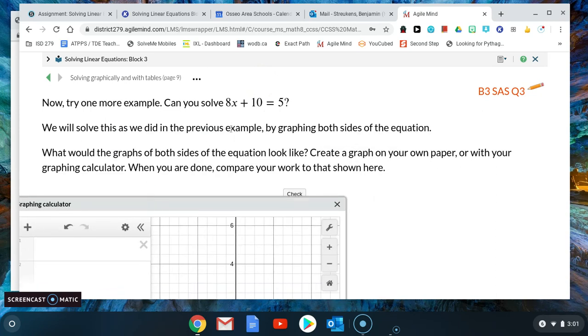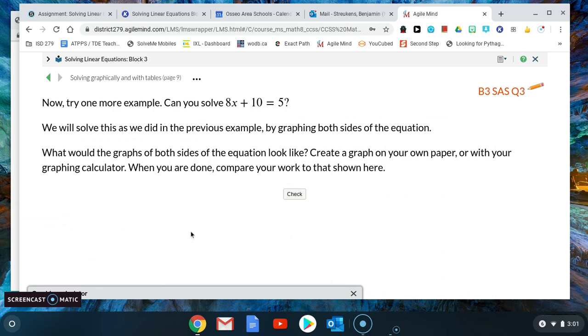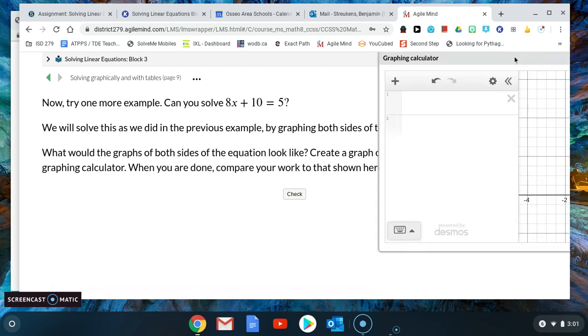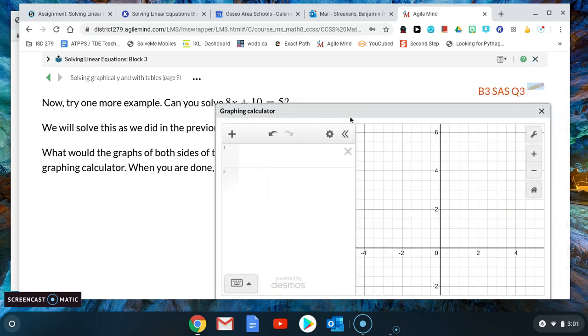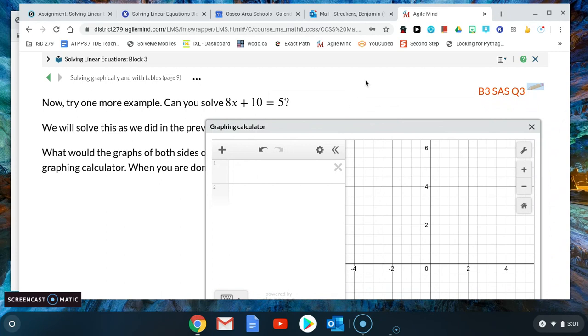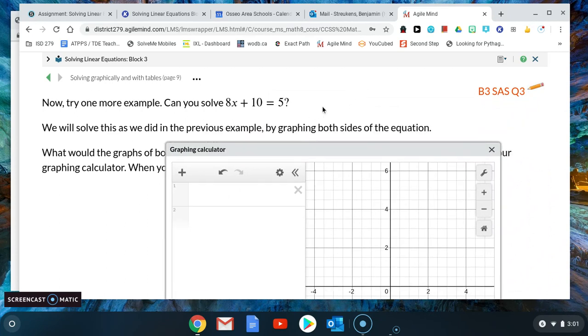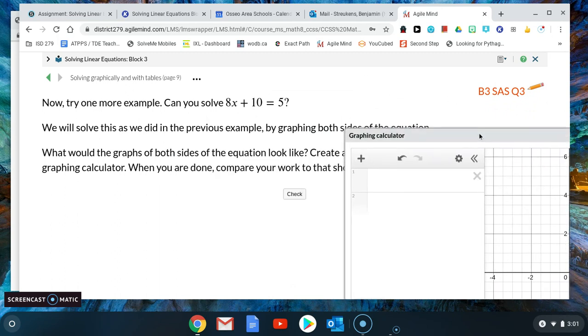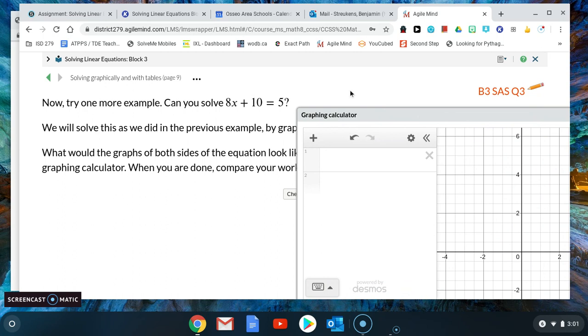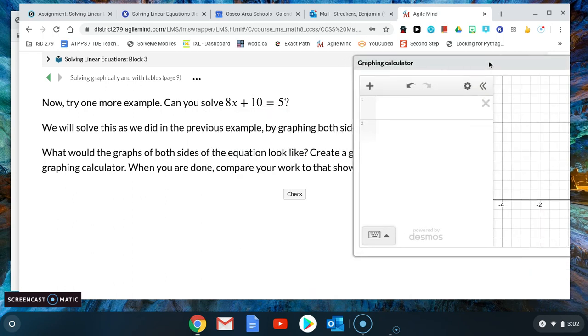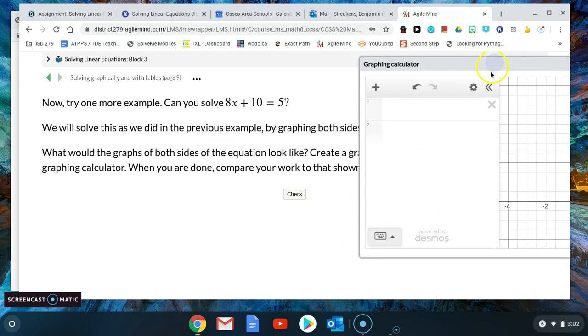Hold on a second. This calculator is giving me an issue right now. I can put in that 8x plus 10 as soon as my calculator decides to work. Let's see if I can get this to... Here we go.